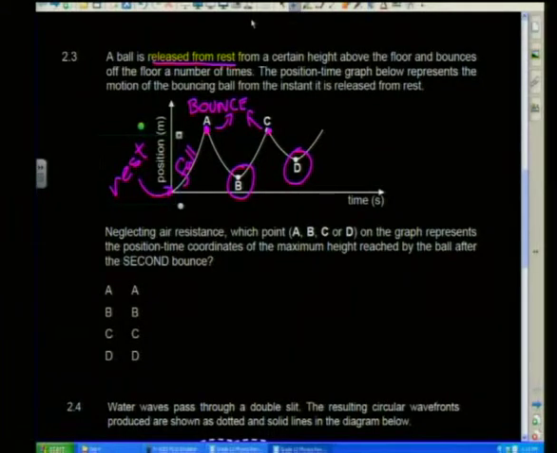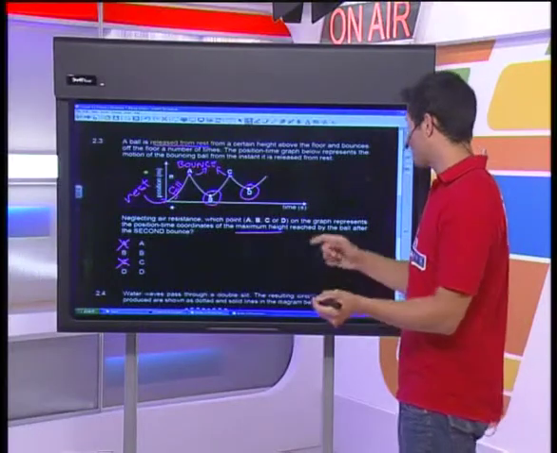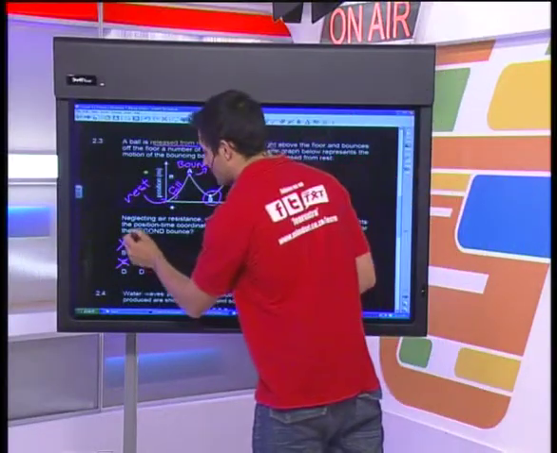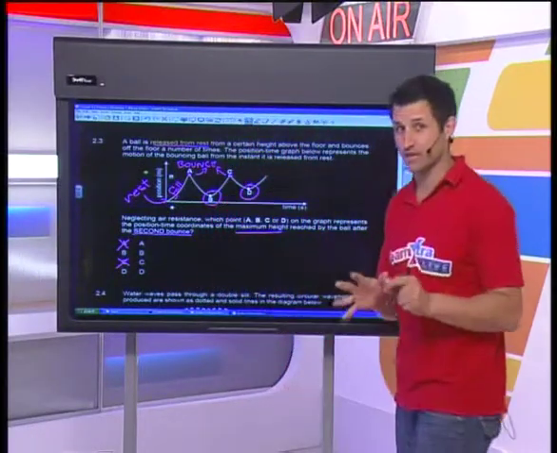Well, we know that the bouncing is not going to be the maximum height. So we already know that options A and C are completely out. So what we've got to do now is choose between B and D. Now they say the maximum height, but make sure that we read the points which are in capital letters there.